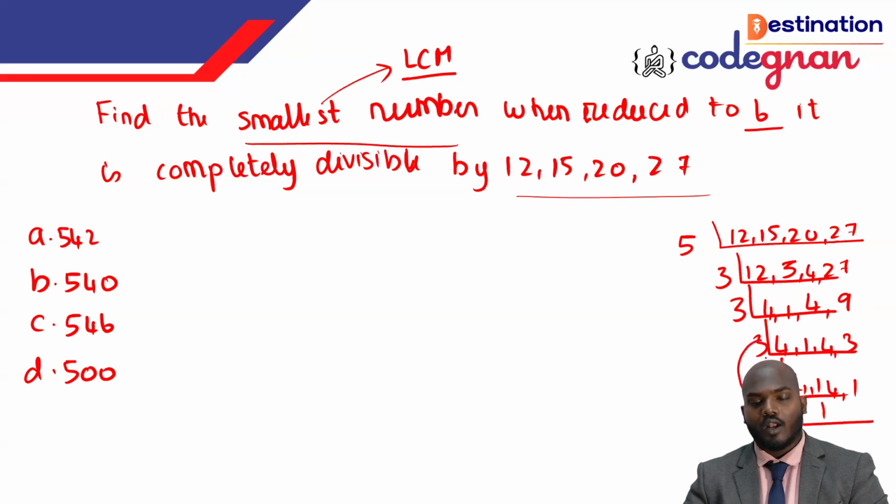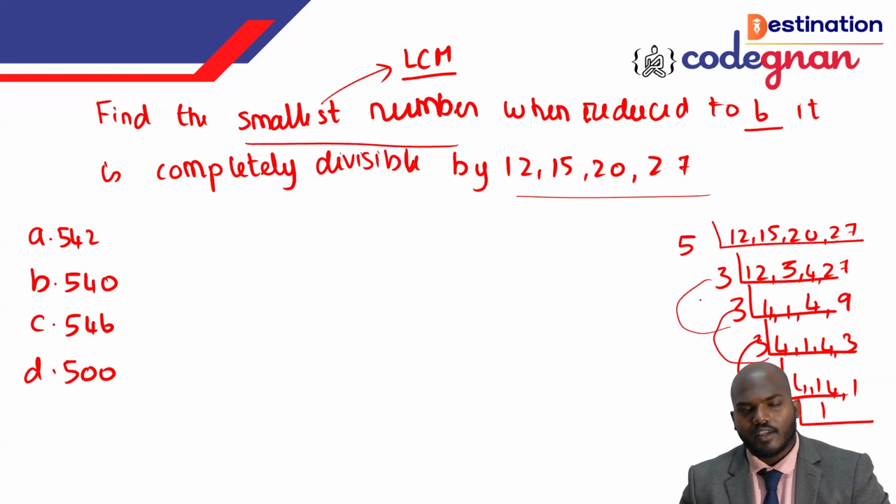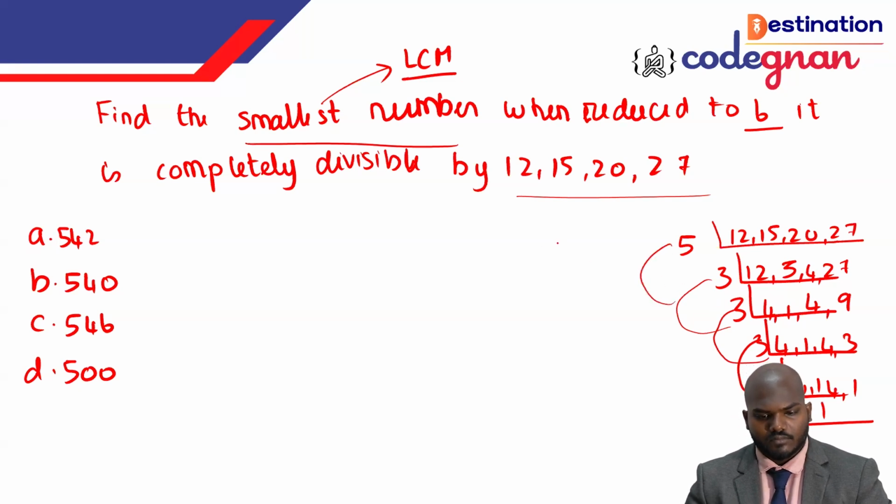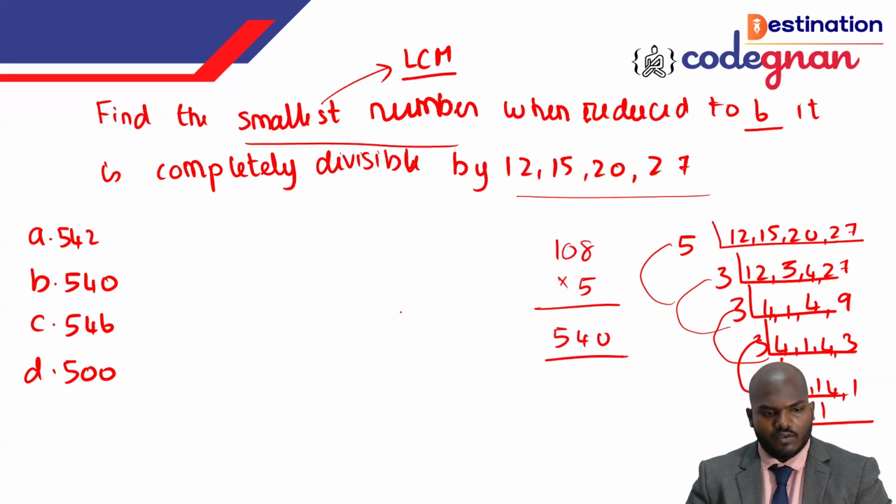Again, if I put the value 4, everything becomes 1. 4 times 3 is 12. 12 times 3 is 36. 36 times 3 is 108, and 108 times 5 is 540. So if you pick the answer directly as 540, then it is wrong.